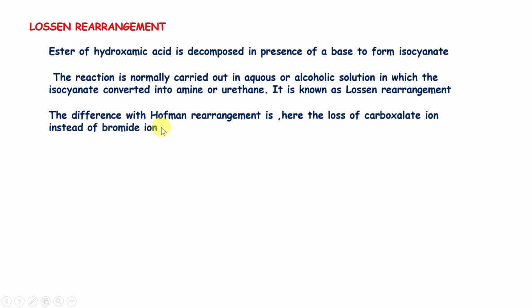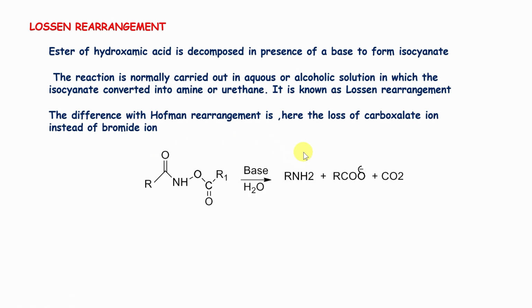See, the difference from the Hofmann rearrangement is the loss of carboxylate ion instead of bromide ion. In the Lossen rearrangement, instead of bromide ion as in the Hofmann rearrangement, here carboxylate ion is lost. See the reaction. It is an ester of hydroxamic acid, which on treating with a base, water is eliminated to form a primary amine, as in the case of Hofmann's rearrangement.